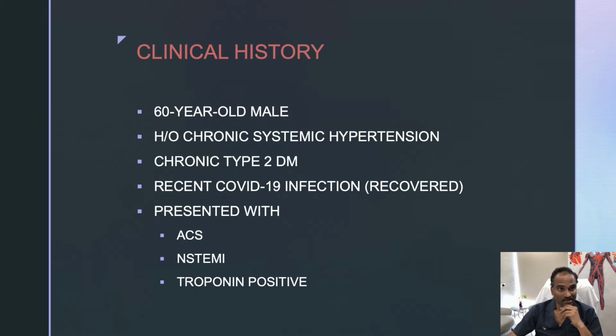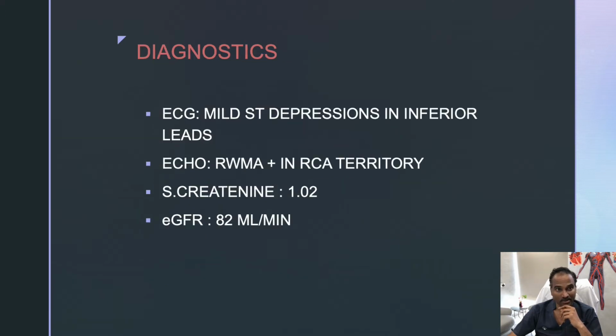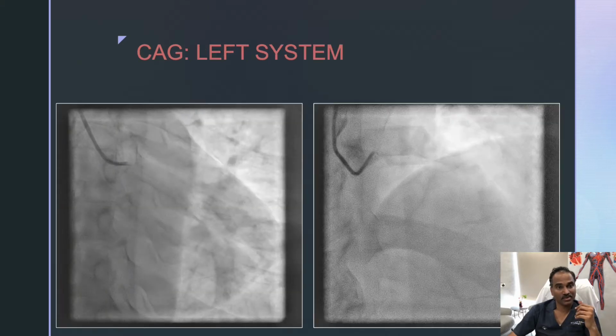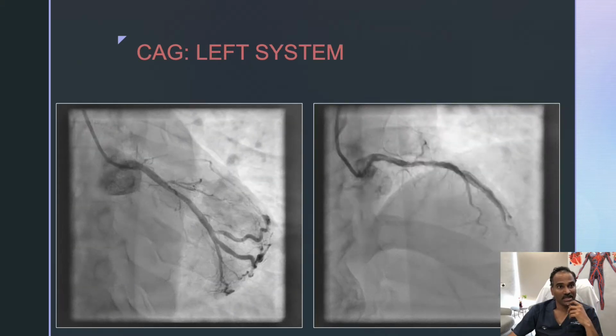My patient is a 60-year-old male, had hypertension and diabetes, recovered from COVID, came with an acute coronary syndrome with troponin positive. His ECG showed ST depressions in inferior leads and echo showed RWMA in RCA territory in the index episode. So this was the angiogram done.